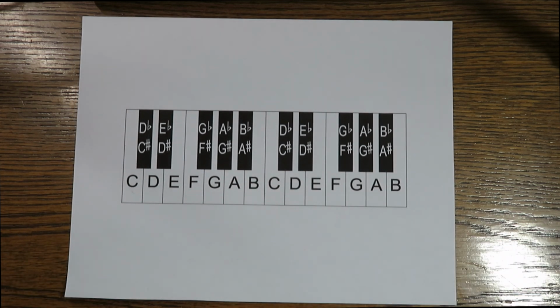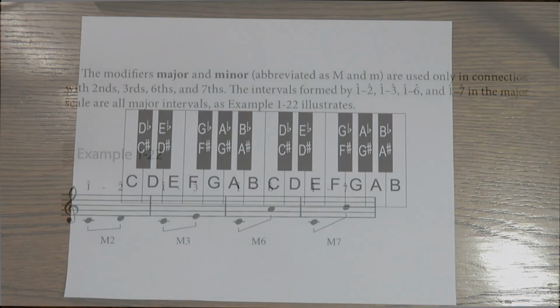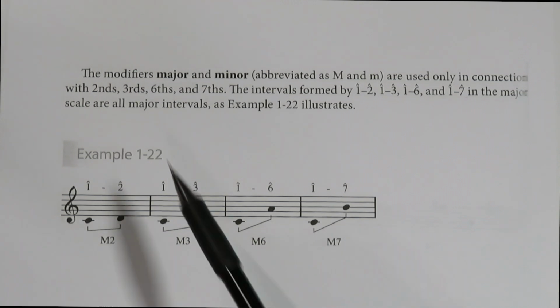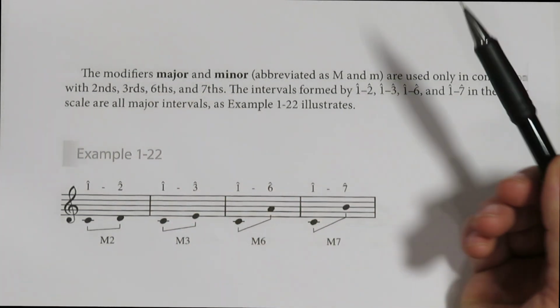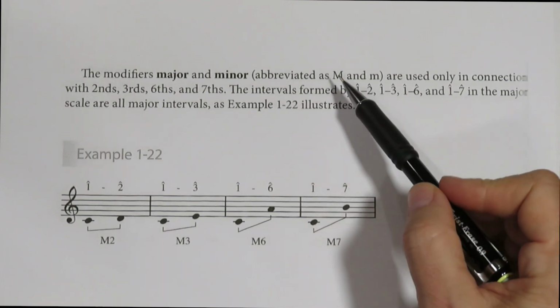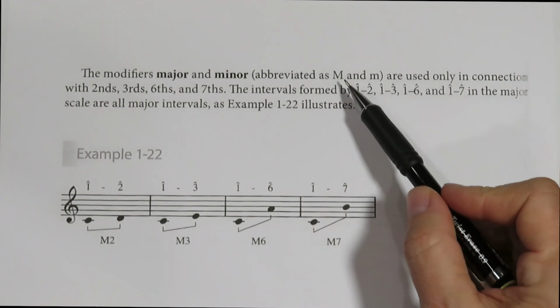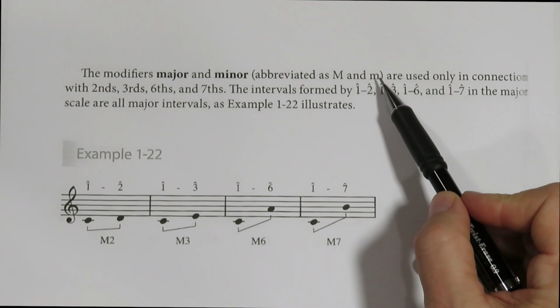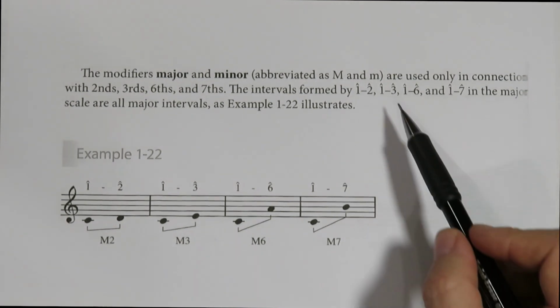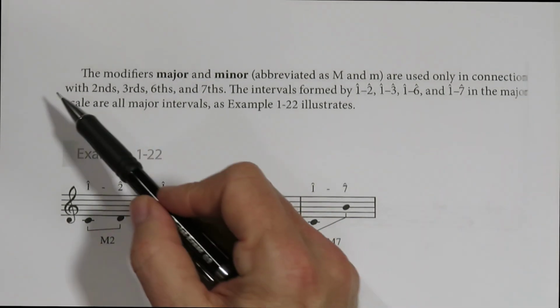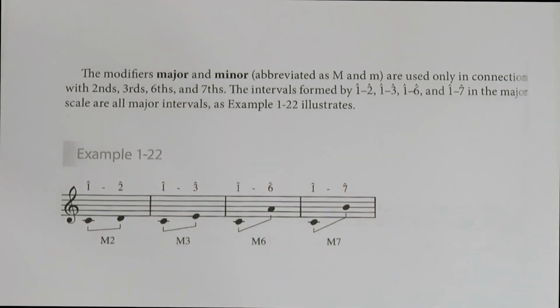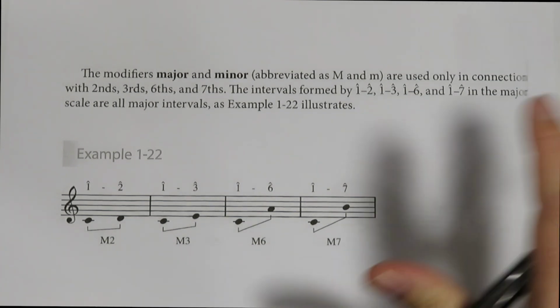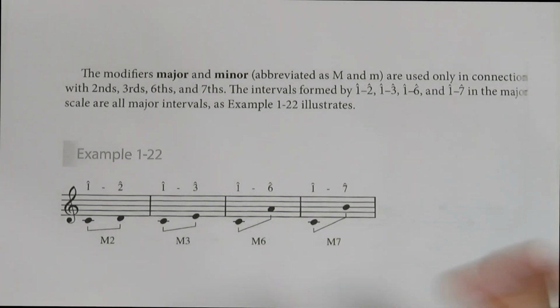Okay, so we're back and we're talking about the modifiers major and minor, abbreviated as capital M for major and lowercase m for minor. These are used only in connection with seconds, thirds, sixths, and sevenths. So there are no major fourths or major fifths and stuff like that.